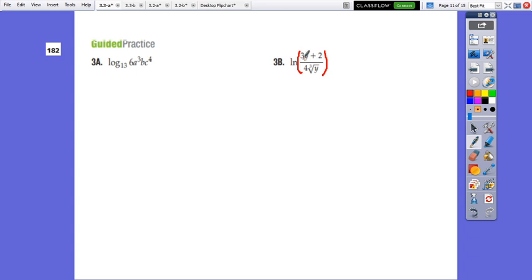Inside the log, we have division represented by the fraction line, so we are going to use the quotient property. It will be ln of the numerator, 3y plus 2. If there is division, we use minus ln. We have to rewrite without the radical, so it will be 4 times y to the exponent 1 over 3.